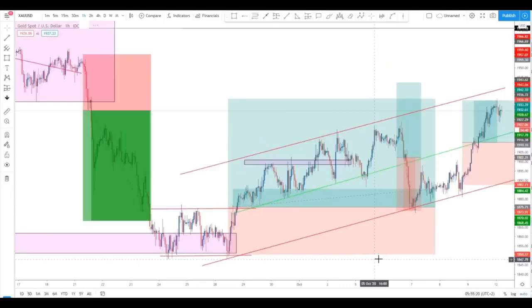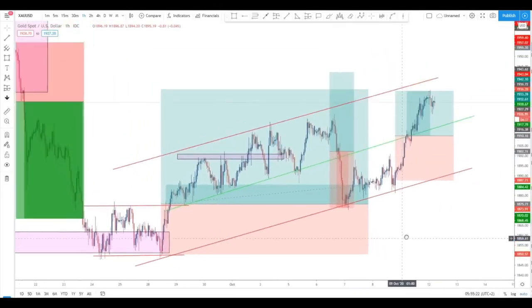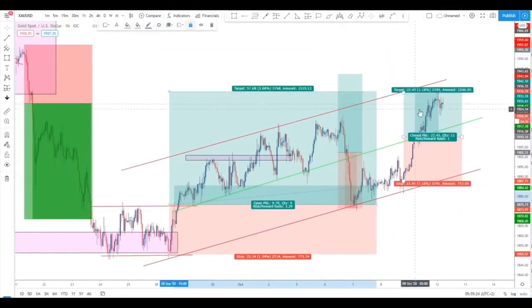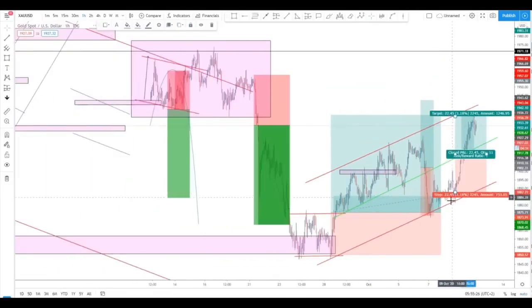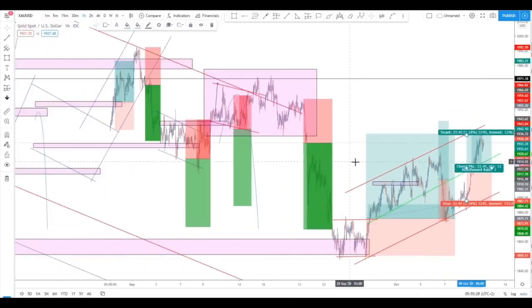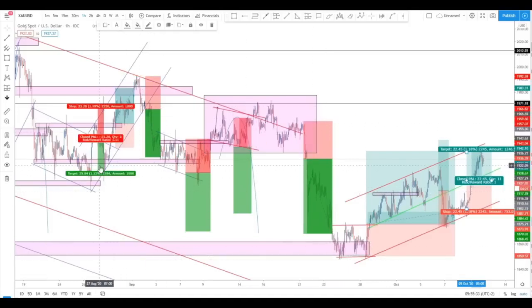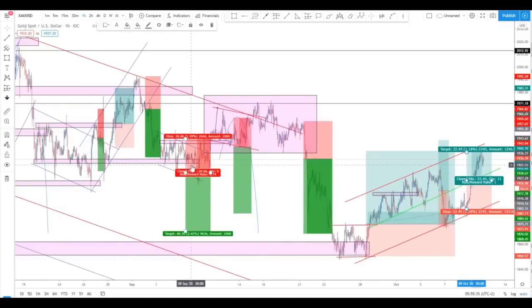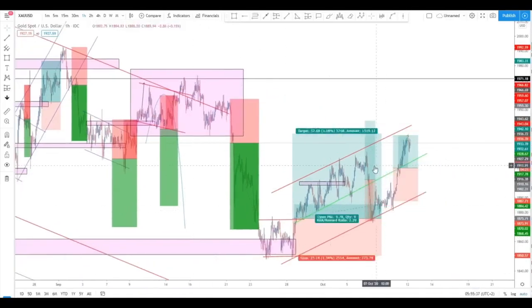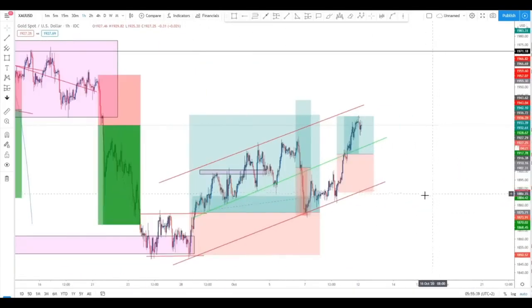Take profit hit, guys. Take profit hit. So the take profit from this one hit, the take profit from this one hit. So overall, we won 1, 2, 3, 4, 5 trades. We lost 1, 2, 3, and 4. However, our wins are more than our losses.